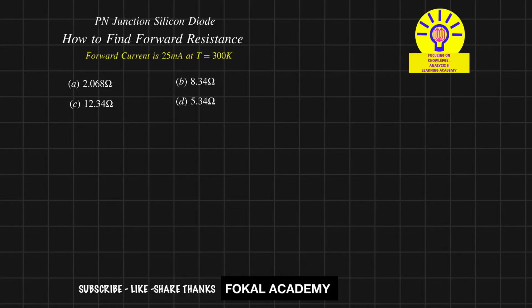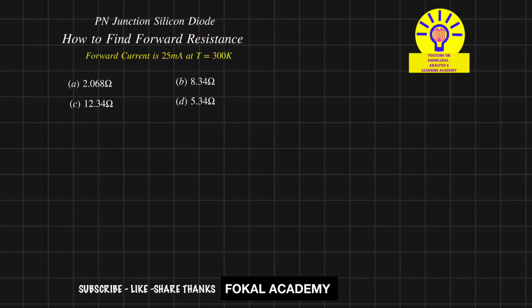So in this video we are going to solve a problem on PN junction diode. Here, how to find the forward resistance for a given PN junction silicon diode, whenever the forward current is 25 milliamperes at a temperature of 300 Kelvin. Forward resistance means, whenever the diode is in forward bias, it offers some resistance. That resistance is called forward resistance.